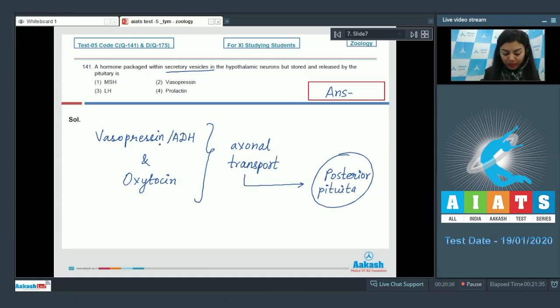And these two hormones, that is ADH and oxytocin, are stored in posterior pituitary until they are stimulated for their release. In the given options, MSH is released by pars intermedia, vasopressin is the right answer. LH and prolactin are released from anterior pituitary. So the correct answer here is option number 2, vasopressin.